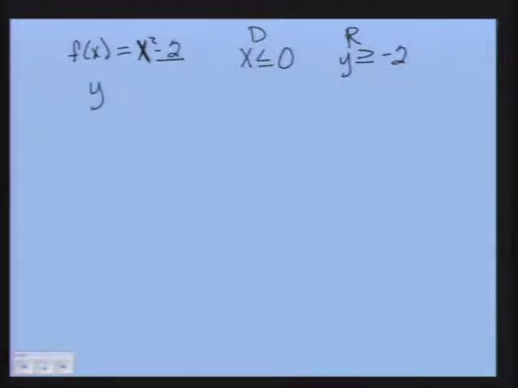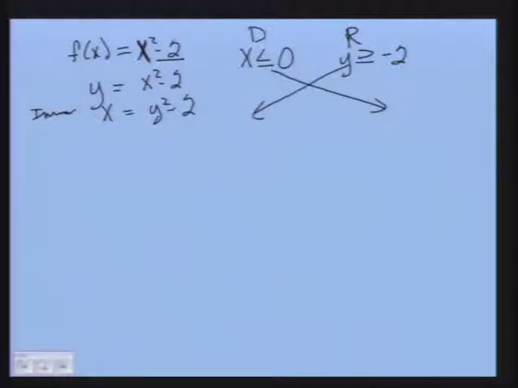Plug in a y for my f of x. I have the inverse now by switching x's and y's. We also switch domain and range. So my new domain for f inverse is x greater than or equal to negative 2, and the range is y less than or equal to 0. So that's f inverse. And now we'll solve for y like we do.